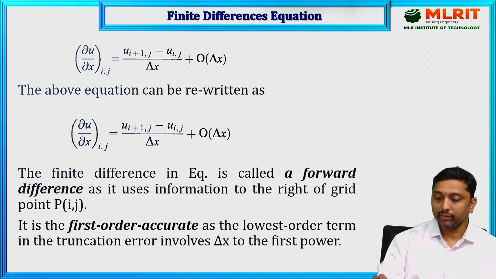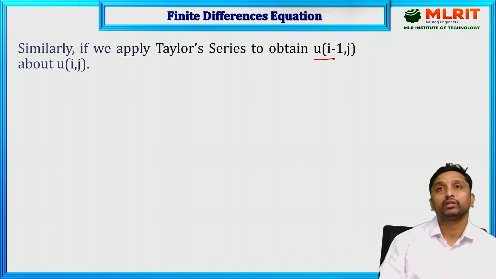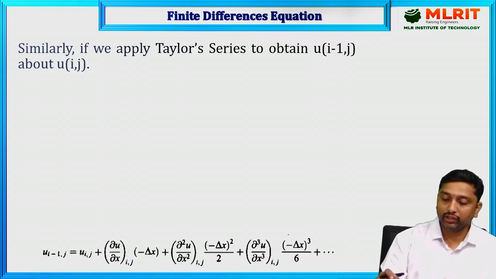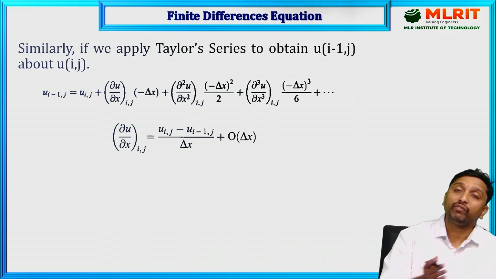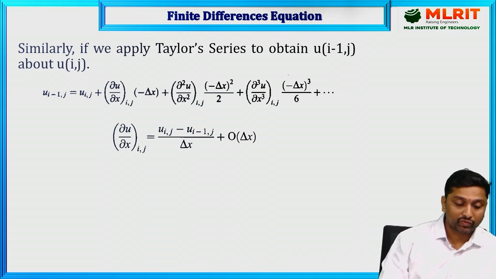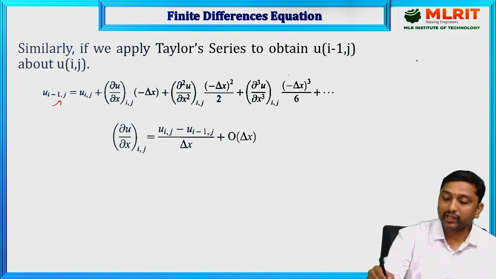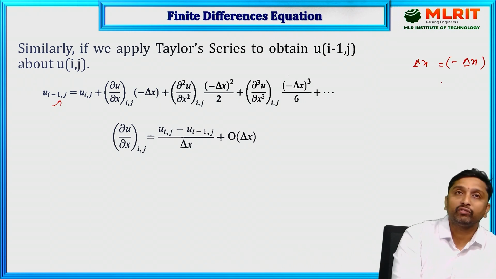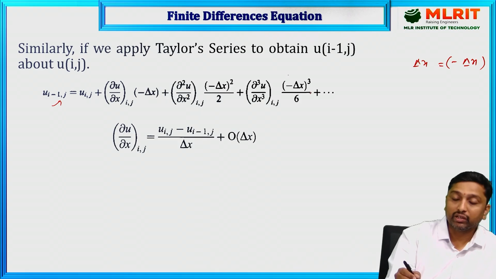Now similarly, if we use the Taylor series and apply it for u_i−1,j, that is in the grid, I'll be using the left hand side of i,j to solve it. So for u_i−1,j, here my Δx will become −Δx because it is on the left hand side of the point. So Δx will be now −Δx. So the equation can be written like this.